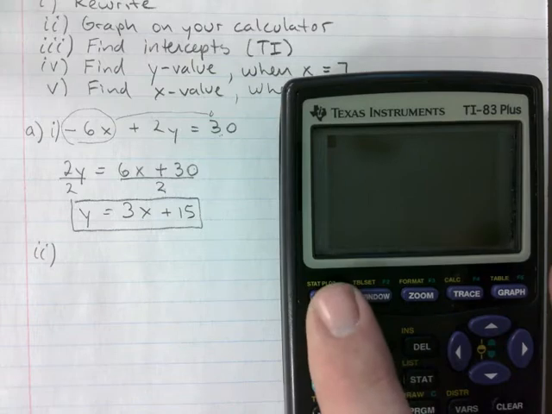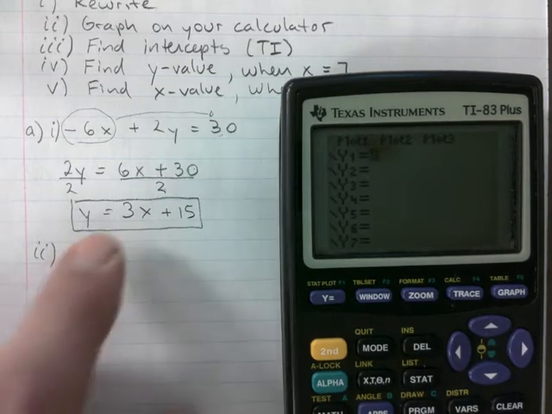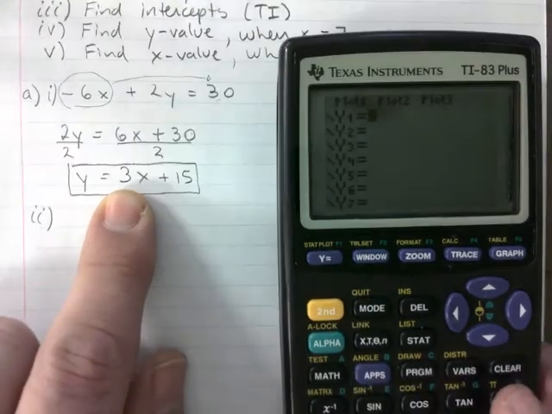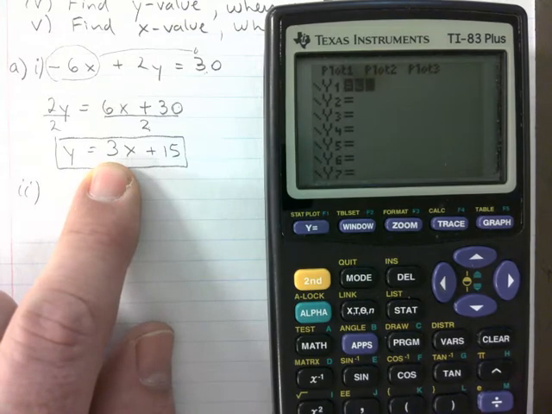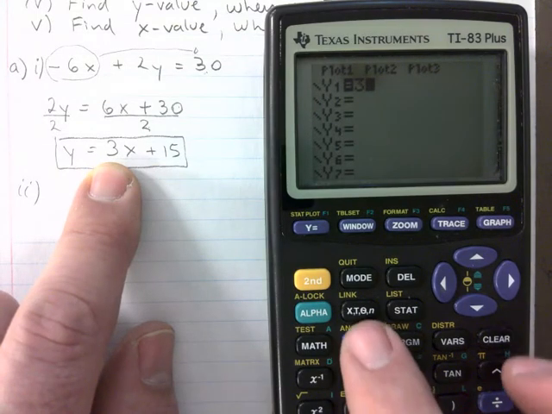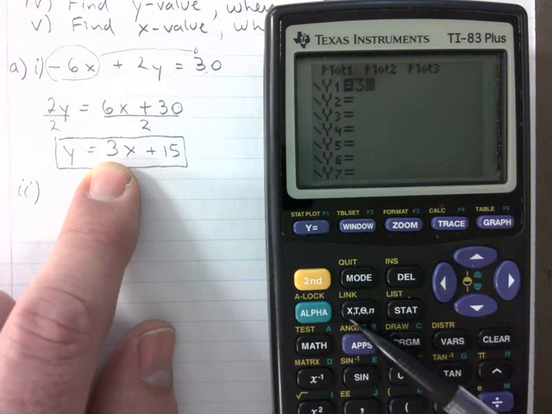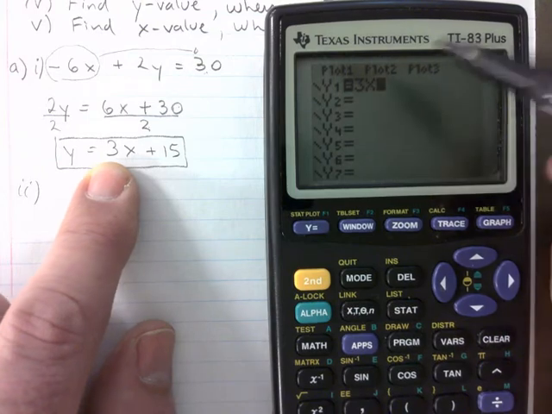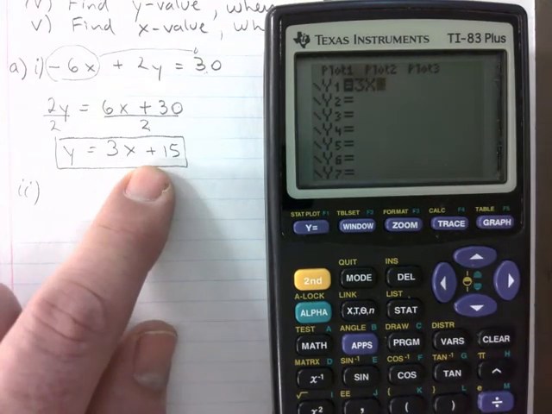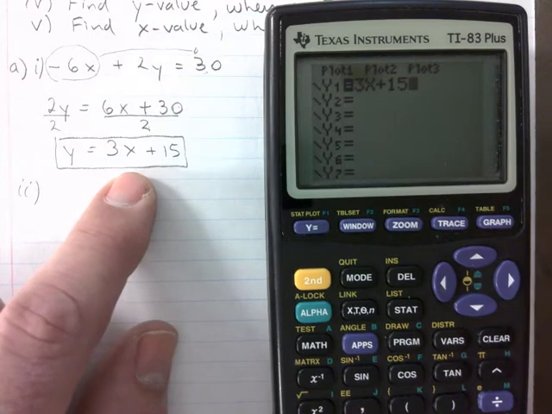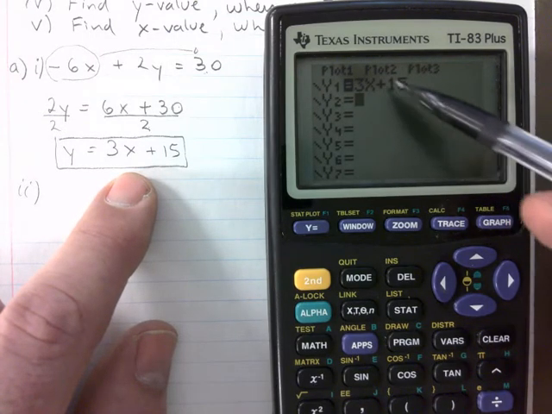Let's press Y equals again and enter this one. So watch how I'm going to do it. I'm going to press 3. Then I'm going to press this button right here. Let me use my pencil, right? The XT theta N. Press that one and then an X will appear. Then you go plus 15, just like that. And hit enter. You should have that there now.